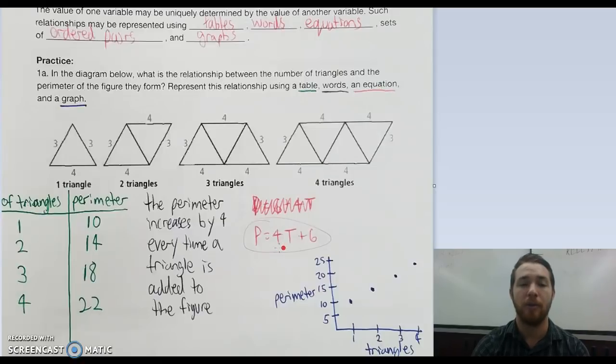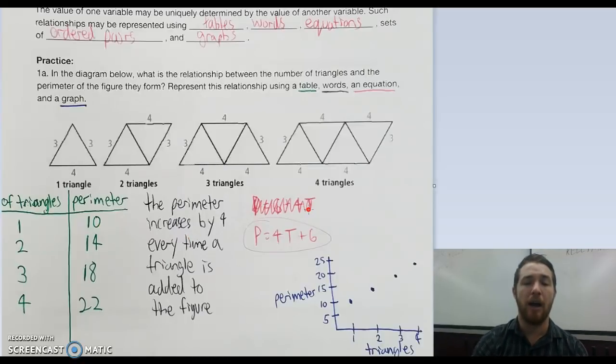If I want to use an equation, I could represent that. I use two variables, p and t. p is what we're using for the perimeter variable, and t is going to be your triangles variable. So the perimeter is going to be 4 times however many triangles you have, and then another 6. If I look at that first triangle, it's not just 4. I have an extra 6 to get me to 10. And you could also describe that in words as well.